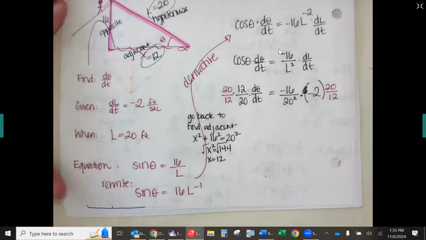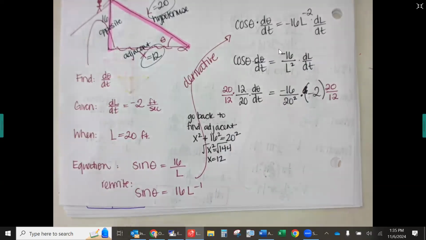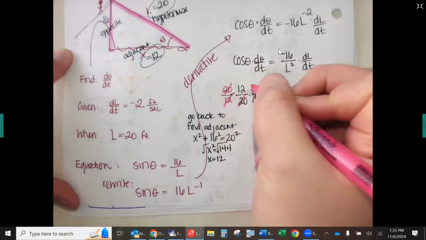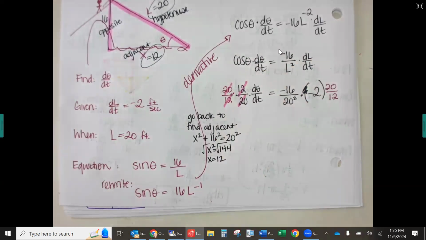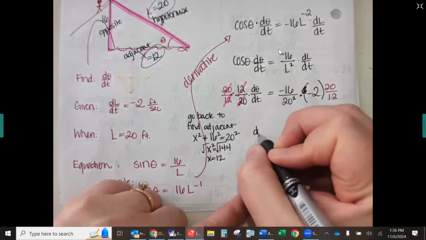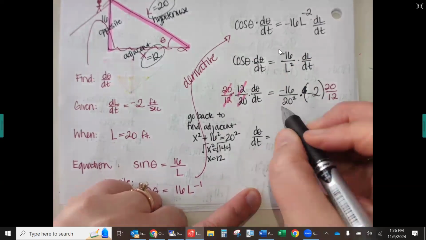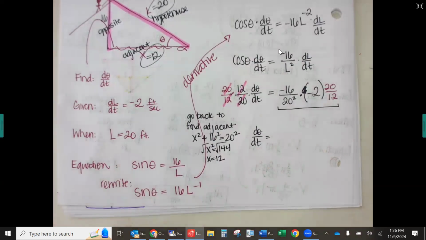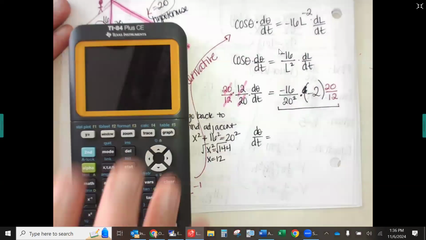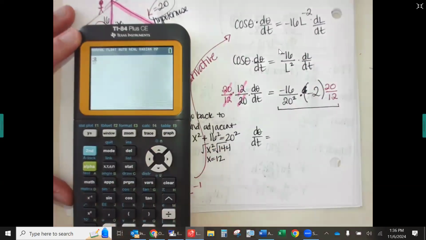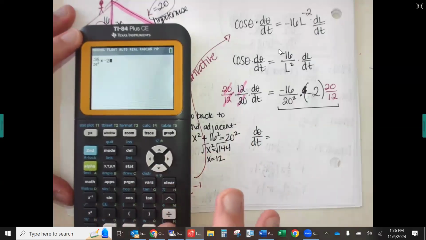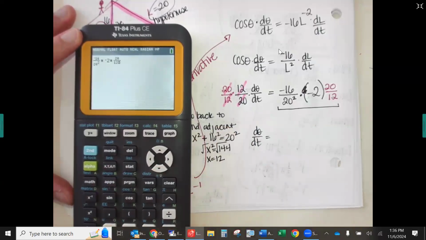A lot of teachers will say to get rid of a fraction, you're just going to multiply its reciprocal on both sides. So that'll cross out your 20s and your 12s at the same time. So then you have d theta dt equals, and then we're just going to put this into the calculator. Make sure that you use pretty fractions when you do it, otherwise you may end up typing it in wrong. So we want negative 16 over 20 squared multiplied by negative 2 multiplied by 20 over 12. Just like that.